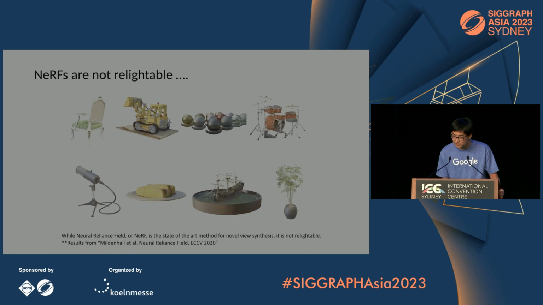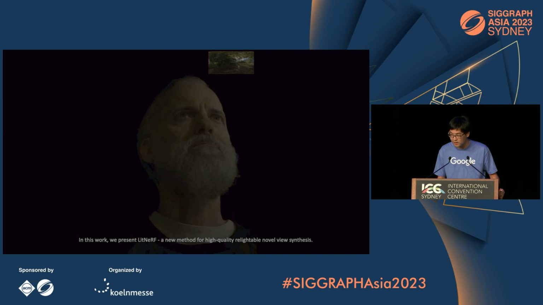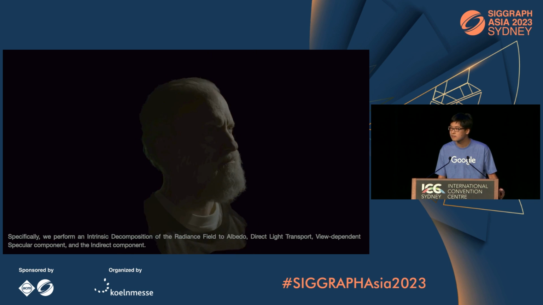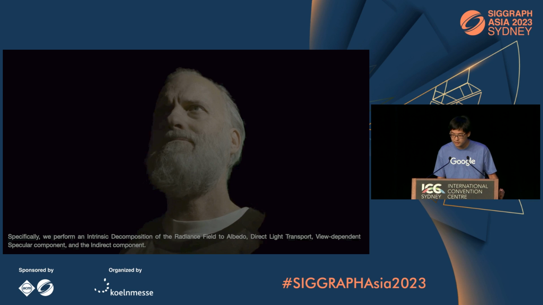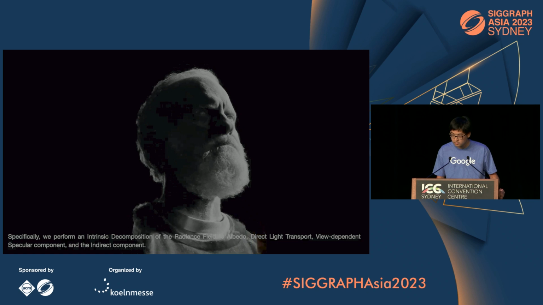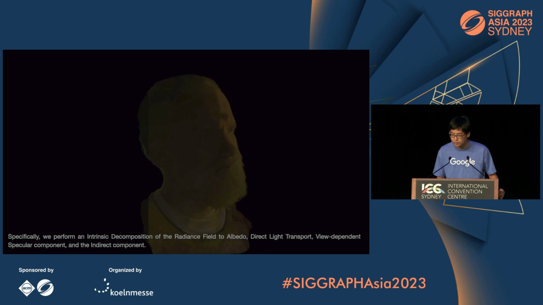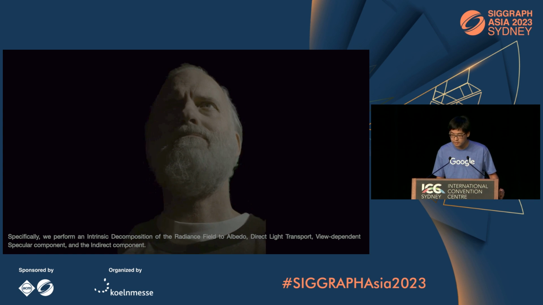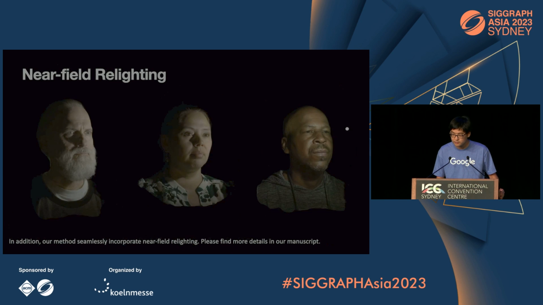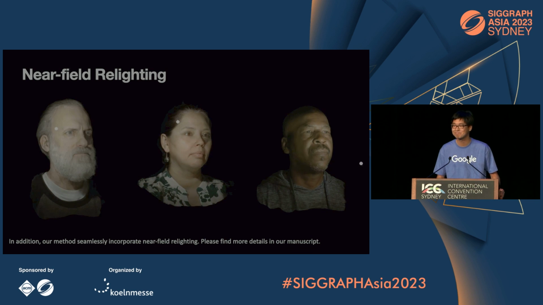Neural radiance field is not relightable in a straightforward way. We present a new method for high-quality view synthesis and relighting called LitNerve. LitNerve performs an intrinsic decomposition of a radiance field into albedo, direct light transport, specular, and indirect components. Putting them together, we get a full rendering. The method can be re-rendered with directional lights and even near-field light source. Come to our session on Wednesday afternoon.